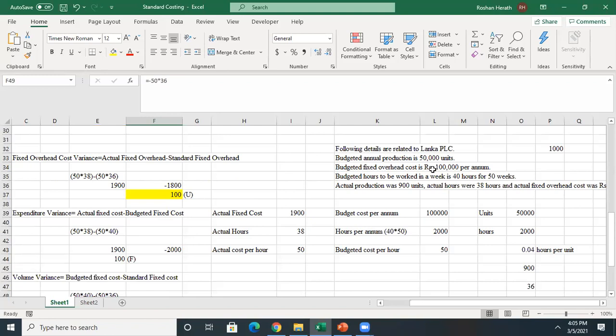So here in this question, you can see annually we have planned for 50,000 units. So it is for 50 weeks. Therefore per week you have budgeted 1,000 units. That is the budget. But the standard means for the actual production, how many hours must be there. So the actual production is 900. Then in standard terms, how many hours must you allow. So therefore standard is different from the budgeted fixed cost. That's what you need to understand.